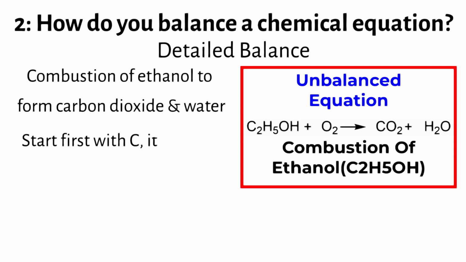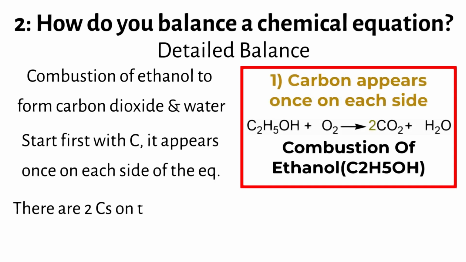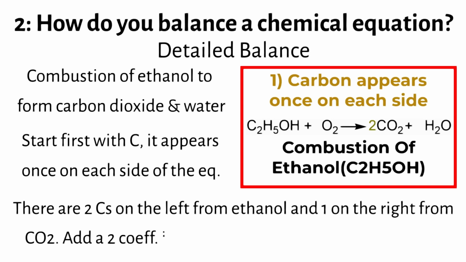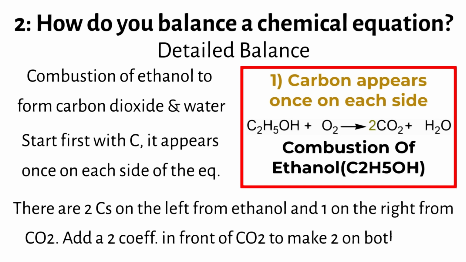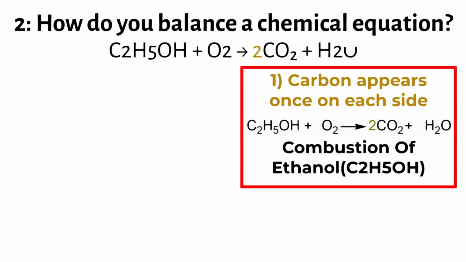Start first with carbon since it appears once on each side of the equation. There are 2 carbons on the left side from ethanol and 1 on the right from carbon dioxide, so you must add a 2 coefficient in front of the CO2 to make 2 on both sides and get C2H5OH plus O2 going to 2CO2 plus H2O.